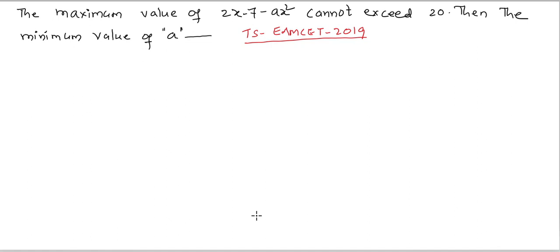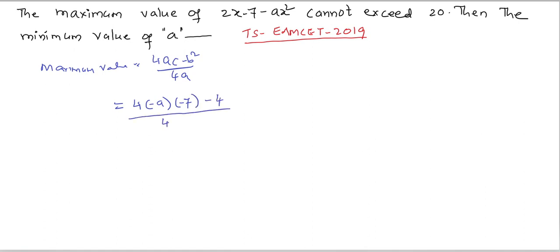The maximum value of 7 + 2x − ax² cannot exceed 20. Then the minimum value of a is dash. So the maximum value is equal to (4ac − b²)/4a. Here, a is the x² coefficient, which is −a, c is the constant, which is −7, and b is 2.